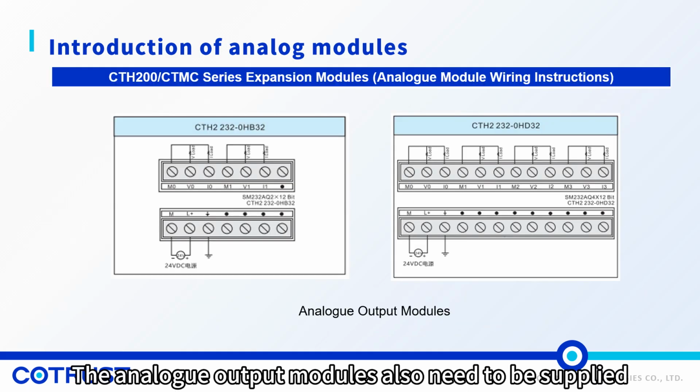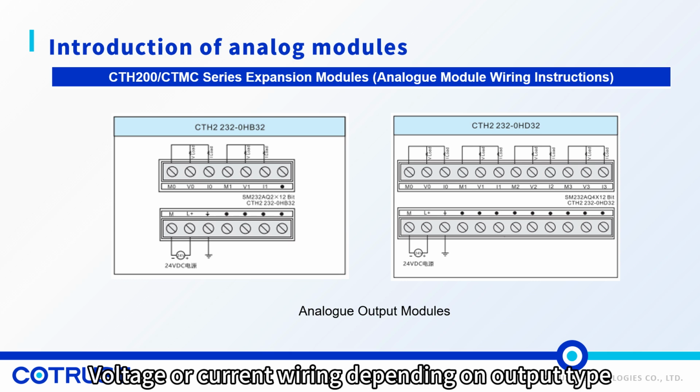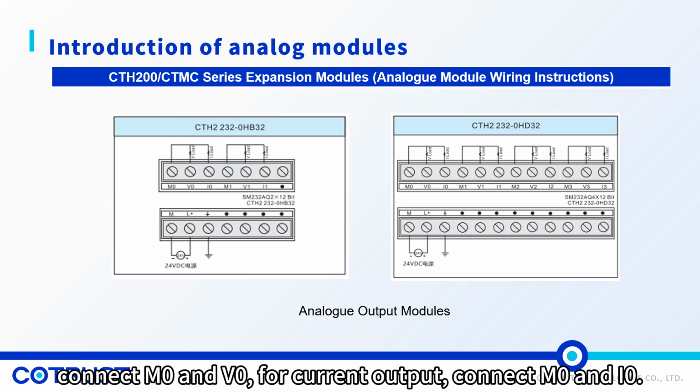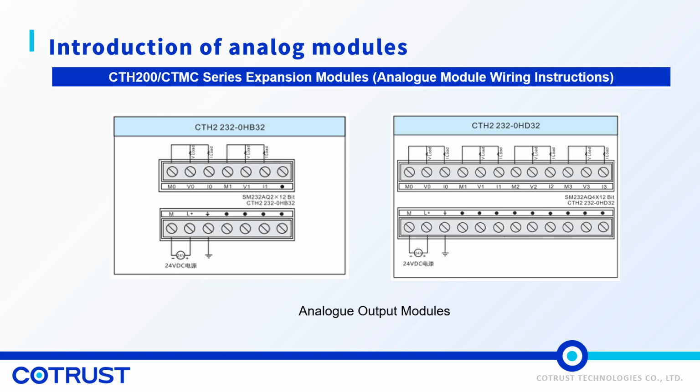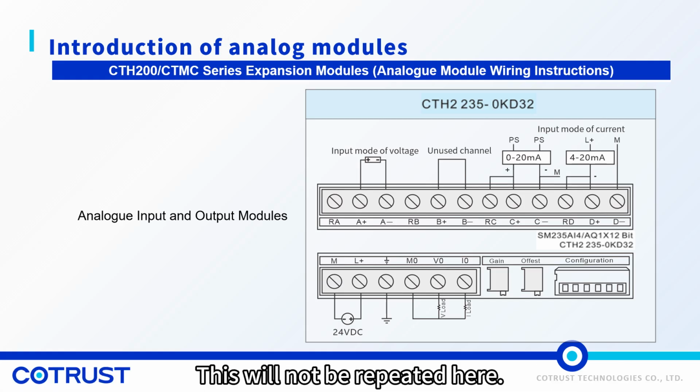The analog output modules also need to be supplied with a 24 volts power supply via L+ and M. Voltage or current wiring depends on the output type. For voltage output, connect MO and VO. For current output, connect MO and IO. Analog input or output module wiring is the same as the previous one. This will not be repeated here.